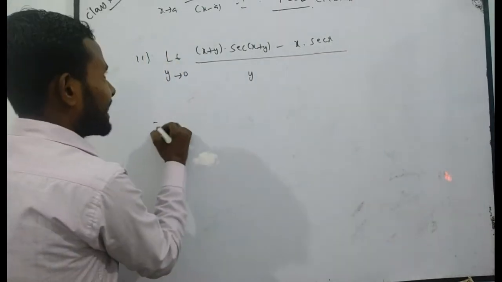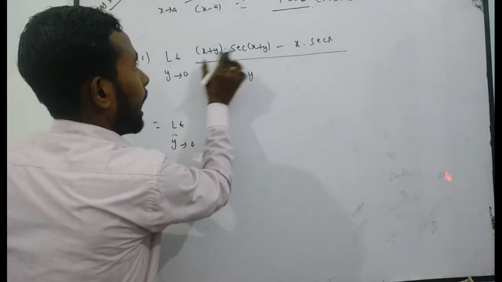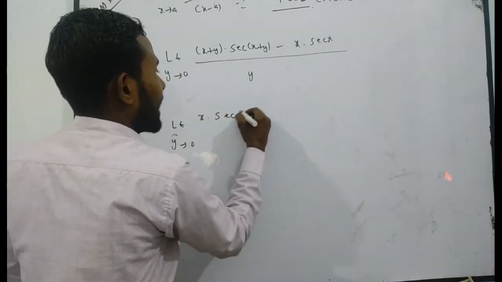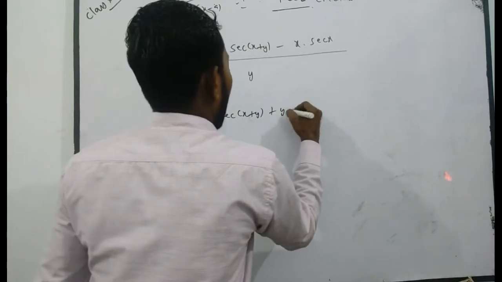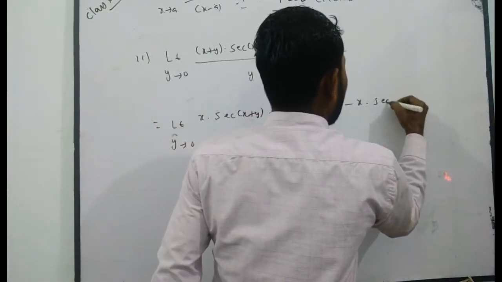Now can you write it? Limit y tends to 0. After multiplying you get x times sec(x plus y) plus y times sec(x plus y) minus x into sec x, can you write?